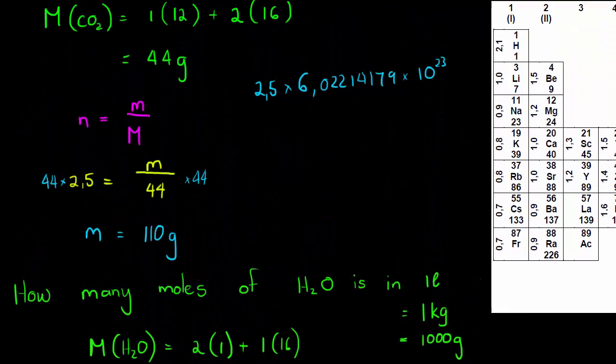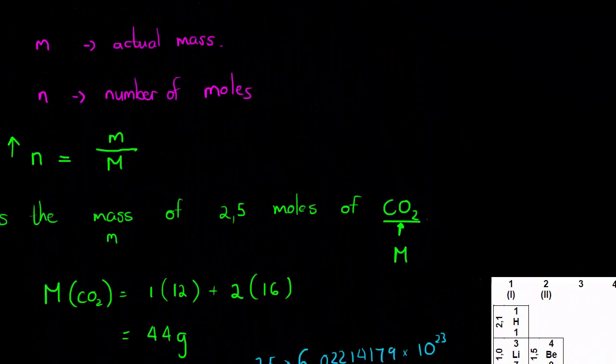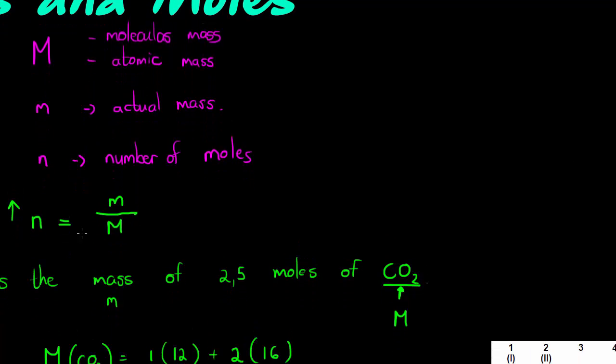I hope you understood. Just a quick recap: we can use this formula, n, the number of moles, is equal to actual mass divided by molecular mass. In the question, you will always have to go and find molecular mass using your periodic table. And then either the number of moles or the mass of a substance is given, and you must work out the other one.